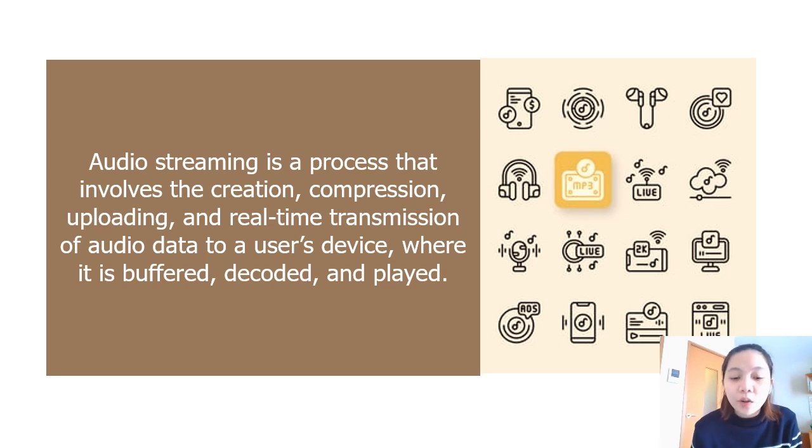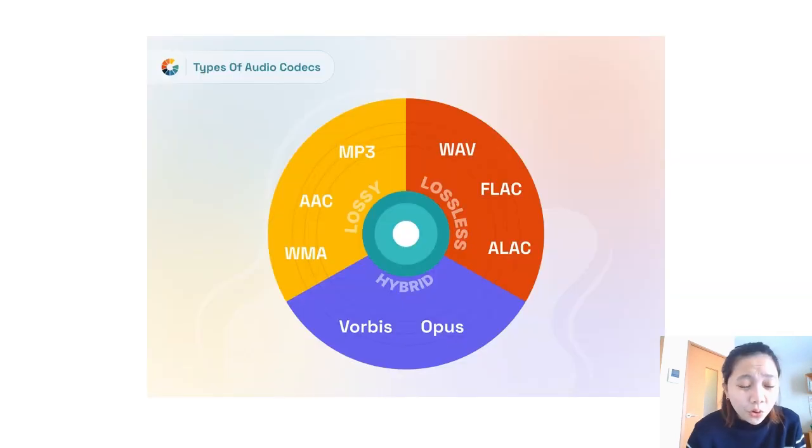Now, what do I mean when I say lossy audio codec? There are two primary compression types of audio codecs. These are lossy and lossless. There are a few hybrid audio codecs available too, as you can see here. A hybrid audio codec combines both lossless and lossy compression techniques. This allows the codec to balance the sound quality and the file size as well.